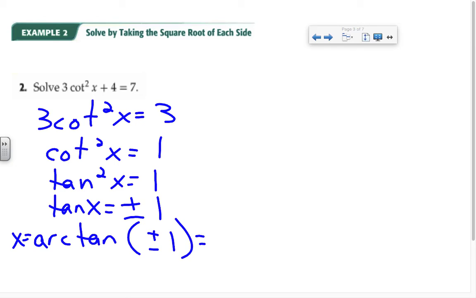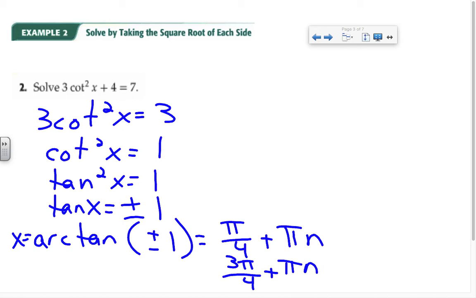And that happens at pi over 4, 3 pi over 4, and then you might keep going and say 5 pi over 4 and 7 pi over 4, but remember, because of the period of a tangent graph, I know we didn't graph them, but the period of the tangent is 1 pi, so I would express this as pi over 4 plus pi n, or 3 pi over 4 plus pi n. And I don't have to write 5 pi over 4, because 5 pi over 4 is just what I would get by adding a pi. So that's my solution.